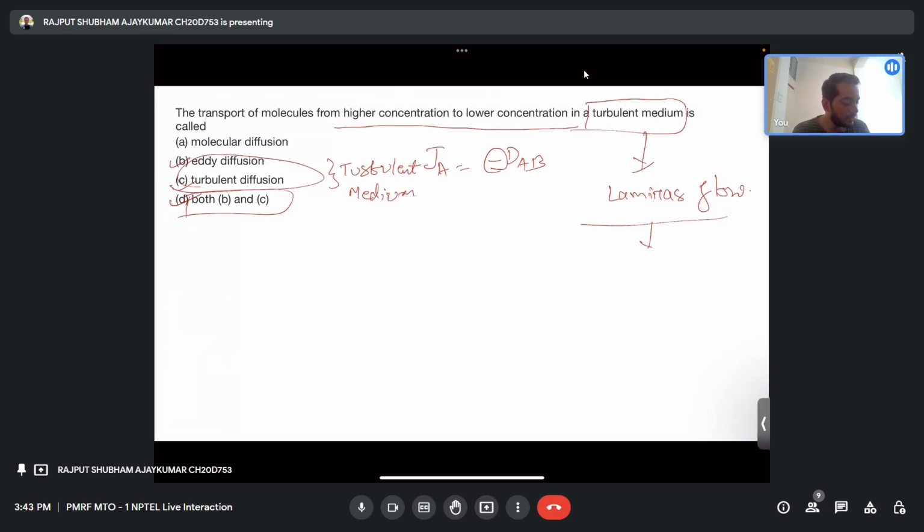For laminar flow, what will the transfer from higher concentration to lower concentration be? It can be called what kind of diffusion? Like I said, there are two types: molecular or eddy, that is, turbulent diffusion. If the flow is very small, not that dominant, in the region of laminar flow, you can consider it as molecular diffusion actually. So the flow is very slow in case of molecular diffusion.